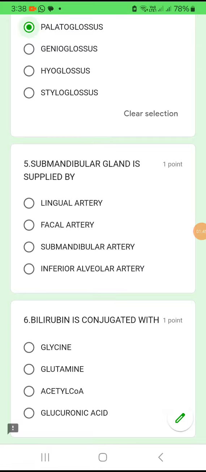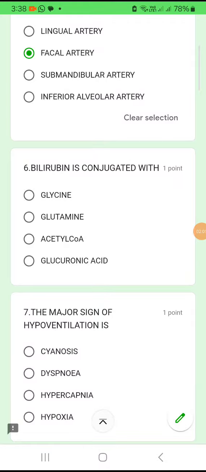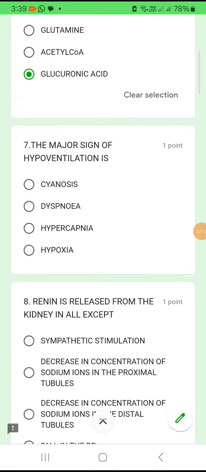Question number 5, submandibular gland is supplied by lingual artery, facial artery, submandibular artery, or inferior alveolar artery. Okay, so the artery supplying the submandibular gland is option B, facial artery. Question number 6, bilirubin is conjugated with glycine, glutamine, acetyl coenzyme A, or glucuronic acid. Bilirubin is conjugated with glucuronic acid, option D.